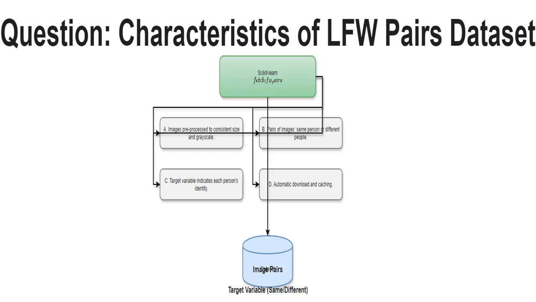The fetch_lfw_pairs function usually downloads images that have already been resized and converted to grayscale. However, this is not a hard and fast rule. It depends on how you set the function's parameters. You can customize the size and color depth, but the default behavior is to provide consistent, pre-processed images.